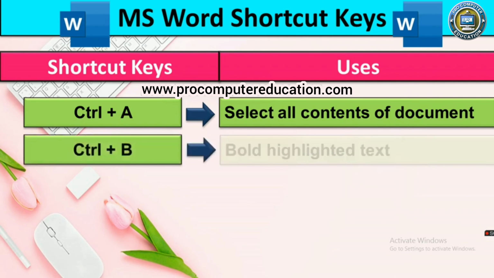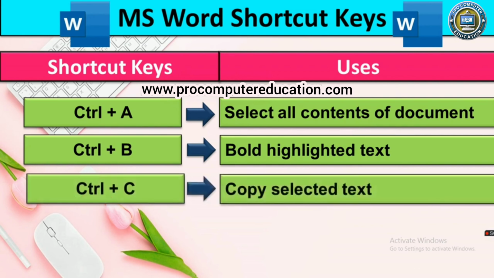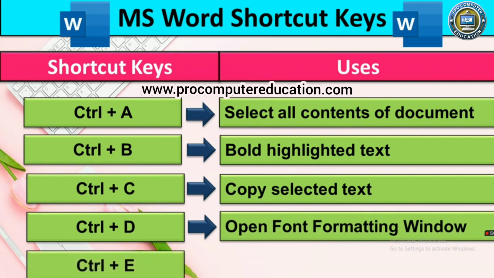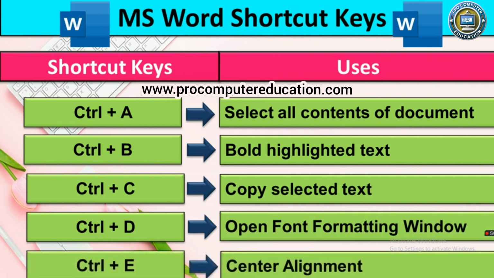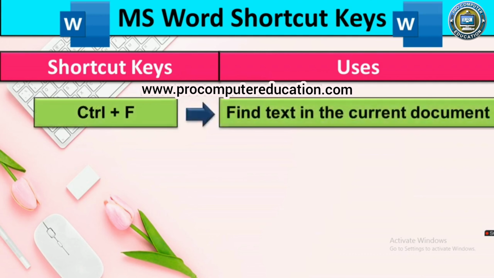Ctrl plus B, bold highlighted text. Ctrl plus C, copy selected text. Ctrl plus T, open font formatting window. Ctrl plus E, center alignment. Ctrl plus F, find text in the current document.